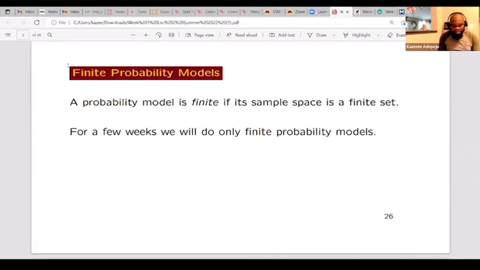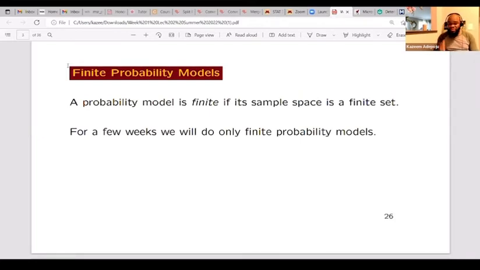And we have two types of probability models. We have a finite probability model, and we have an infinite probability model. What I'm going to be walking you through in this course will mostly be finite probability models. What do I mean by finite probability models?